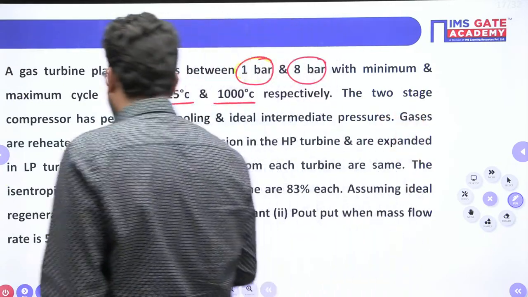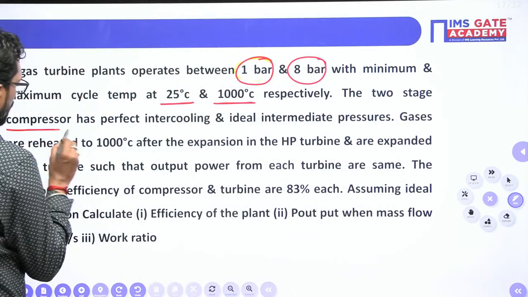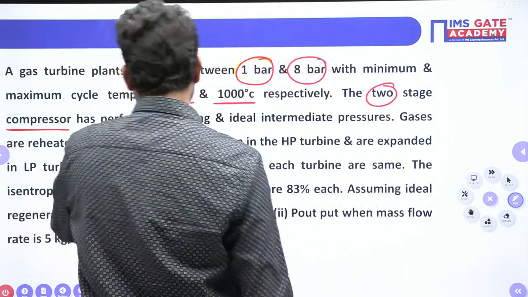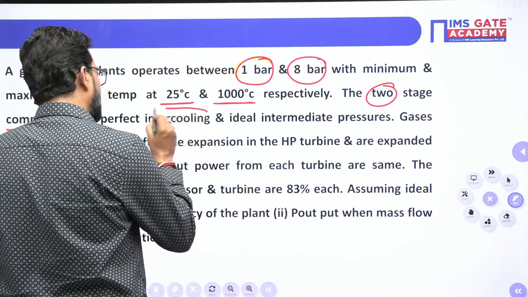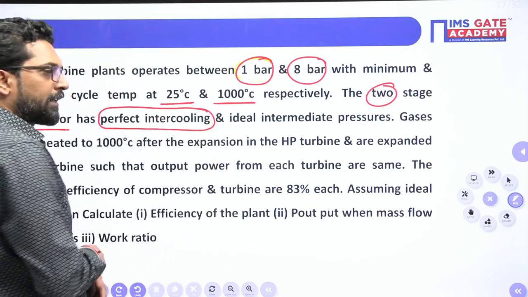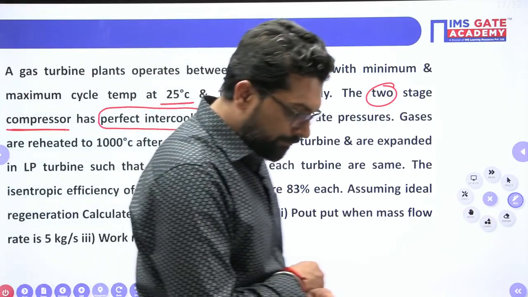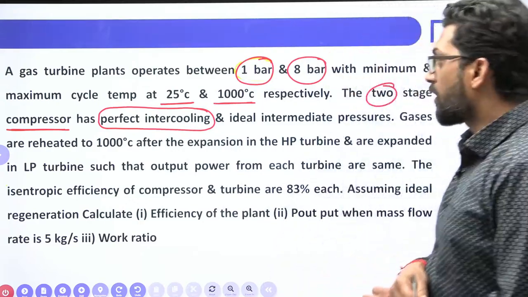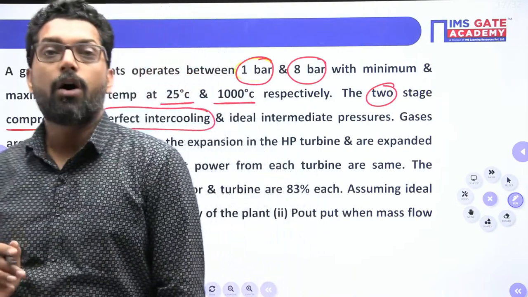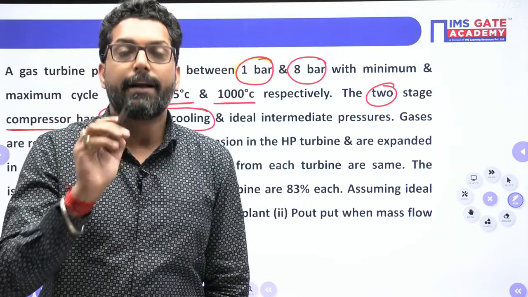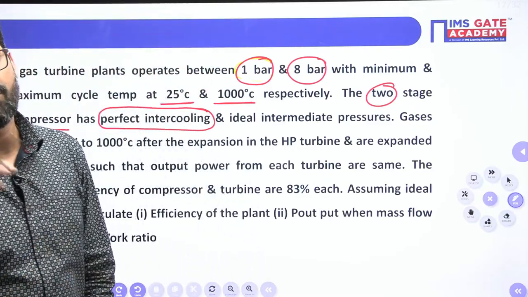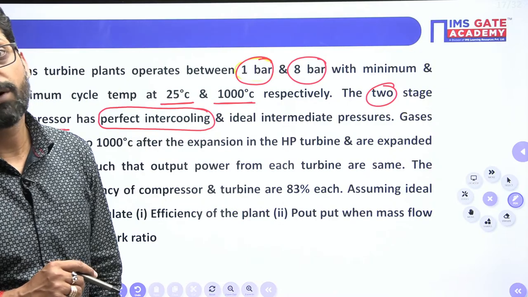The two stage compressor, that means number of compressor is 2, has a perfect intercooler. That means the function of a perfect intercooler is that the exit temperature of the intercooler is same as the inlet temperature of the first compressor. This is called perfect intercooler.